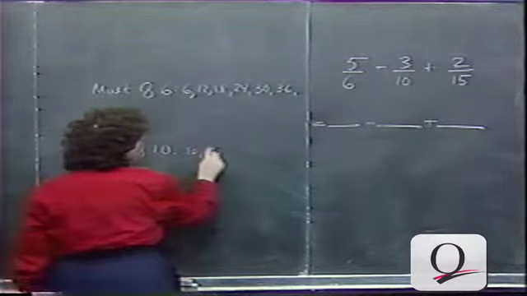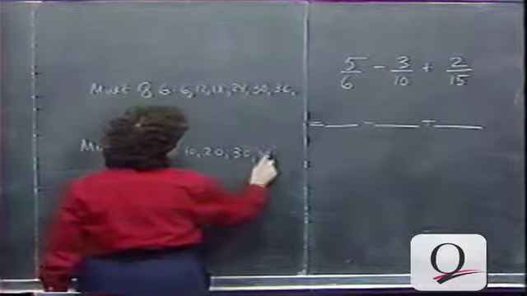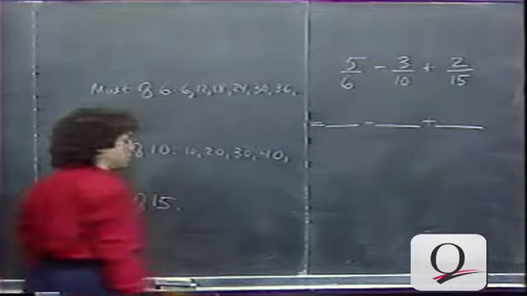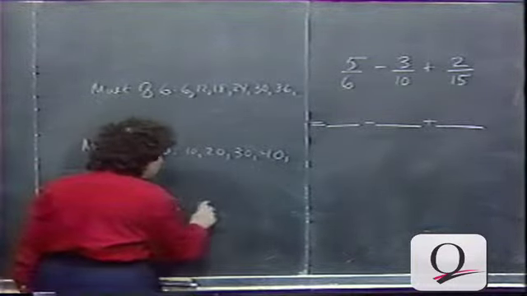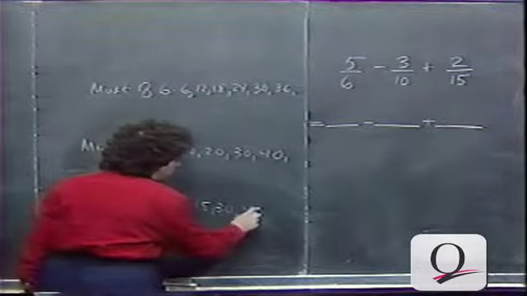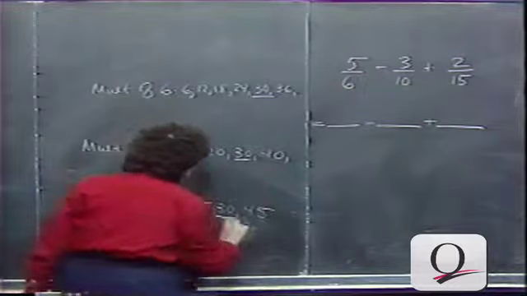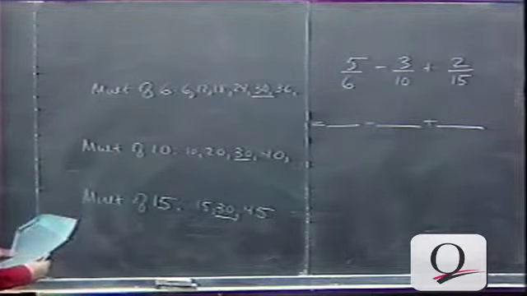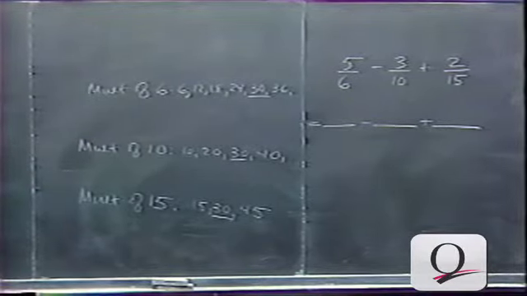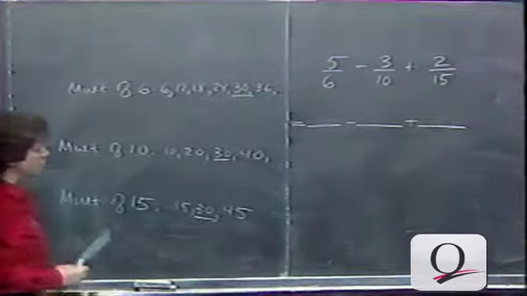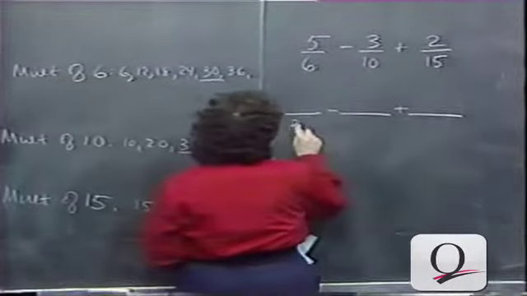Multiples of 10: 10, 20, 30, 40, and so on. Multiples of 15: 15 times 1, 15 times 2, 15 times 3. And we already see that there is one number that occurs on all of the lists. The smallest number that occurs on all of the lists is, of course, 30. So 30 is going to be the least common denominator here.